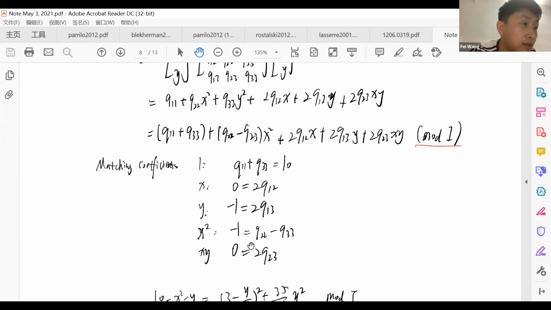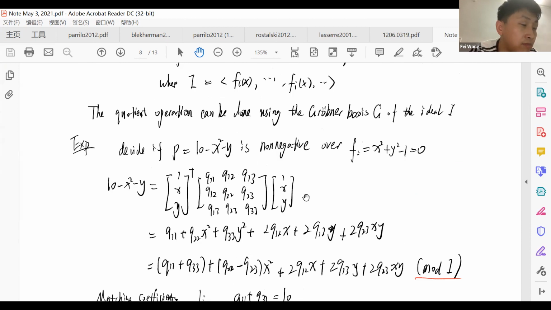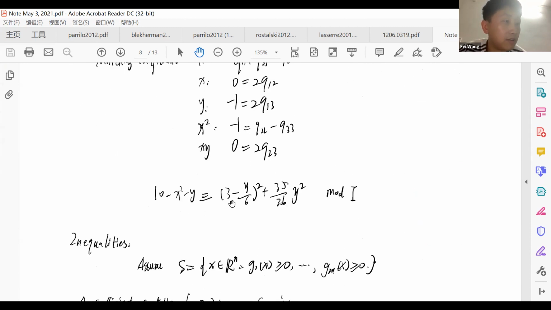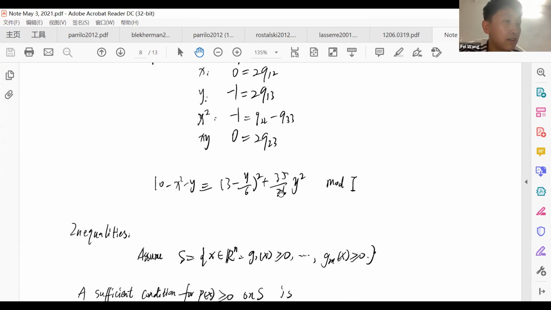And then we solve this sum of squares problem, where we want this matrix to be positive semi-definite. Then we have this expression for our polynomial: 10 minus x squared plus y is equal to this sum of squares over the ideal I. So this certifies that 10 minus x squared minus y is indeed non-negative over the constraint.